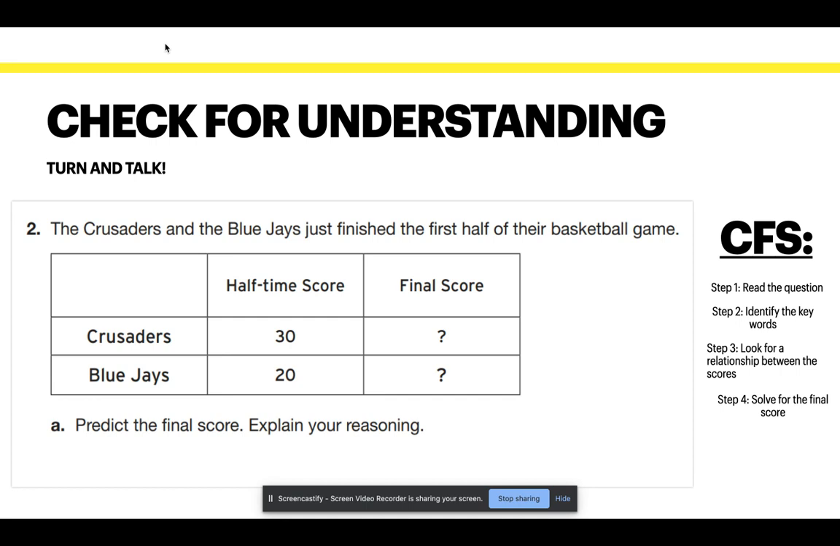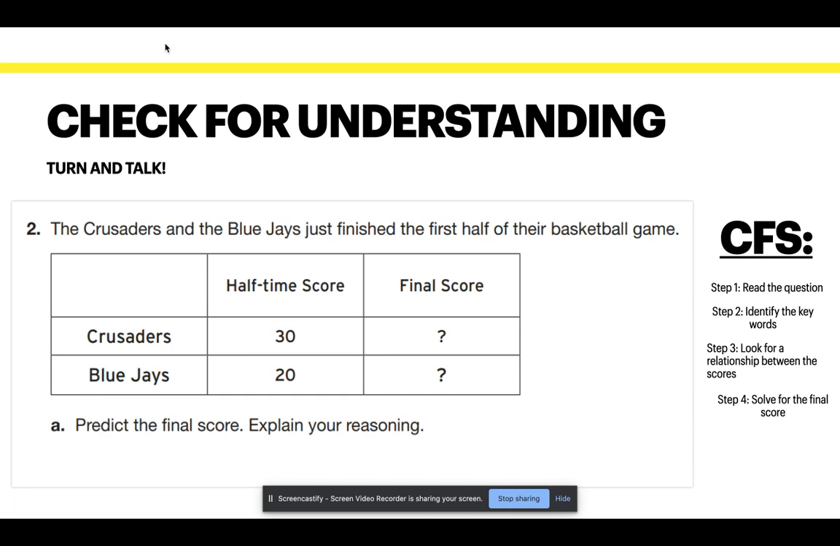All right, great. So we know that we're comparing the Crusaders to the Blue Jays, but let's read our question first. The Crusaders and the Blue Jays just finished the first half of their basketball game. So we read the question. We're going to identify our keywords. Our keywords in this are the first half. So that means a half means out of 2. So they just completed the first half of it.